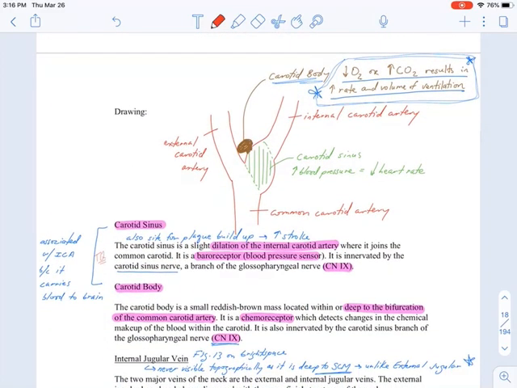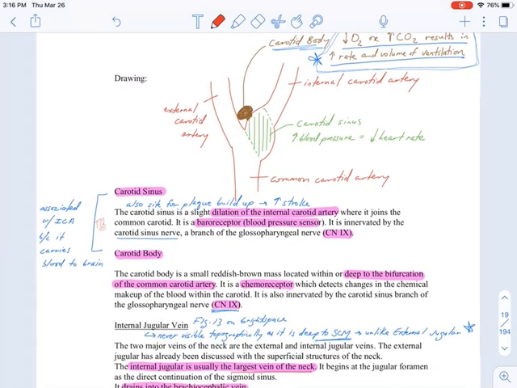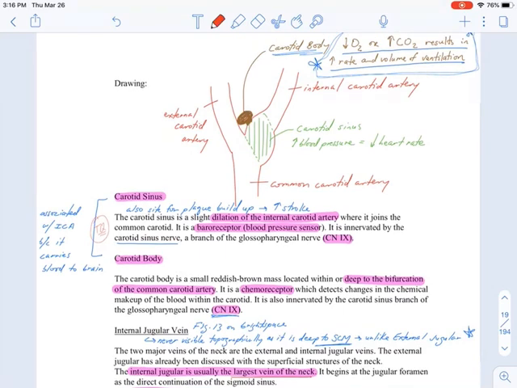All right, so talking about our carotid sinus and carotid body here. This one, generally a test question. Carotid sinus is going to be a dilation of the internal carotid artery. So sinus, we're thinking internal carotid, and then carotid body, we're thinking of common carotid.